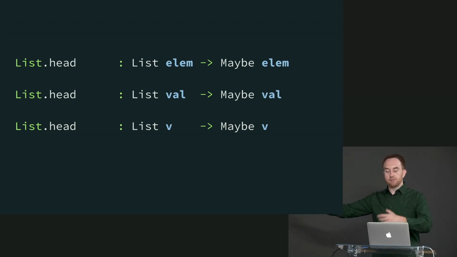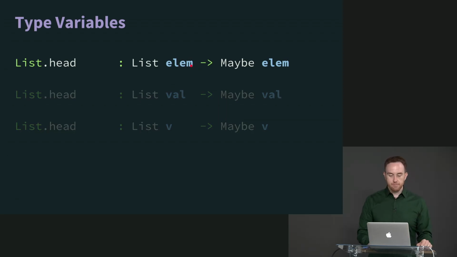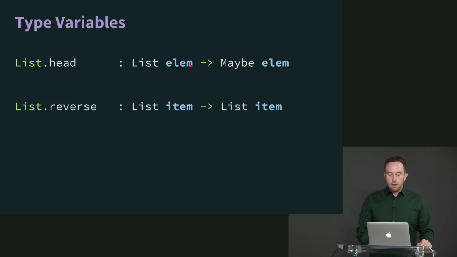And that's how we can have this flexibility, where if I give it a list of strings, it gives me back a maybe string. If I give it a list of floats, it gives me back a maybe float, and so forth. But I can pick any number of different names here that I want. These are called type variables. These things in blue here, the lowercase one is a type variable. Okay. So these come up in a number of different circumstances.